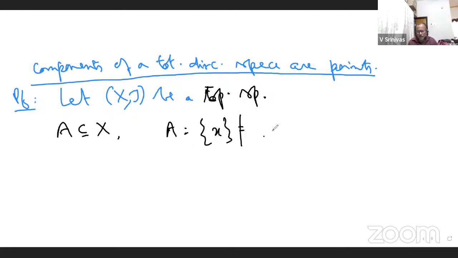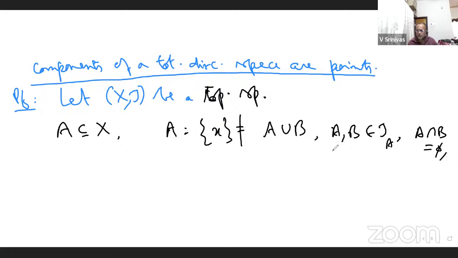You cannot write this as A union B, where A and B are open in the subspace topology on A, disjoint, and non-empty. You cannot do this if your A is a singleton, if it consists of a single element. Let me go for some other set here, some K, because I want to use A union B here. So if my set K is a singleton {x}, where small x comes from capital X, the singleton cannot be written as a disconnection. Means K is a connected subspace.